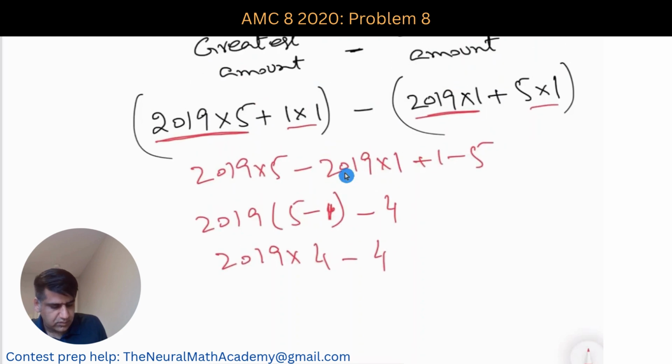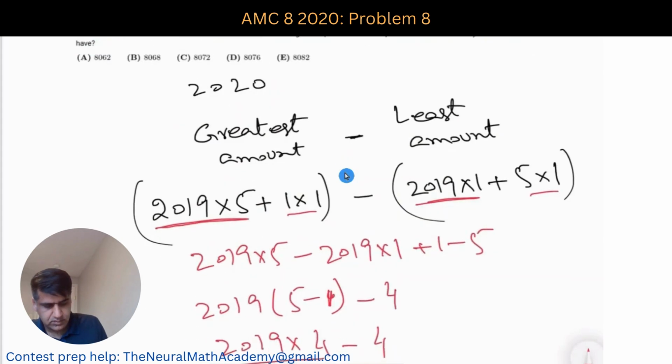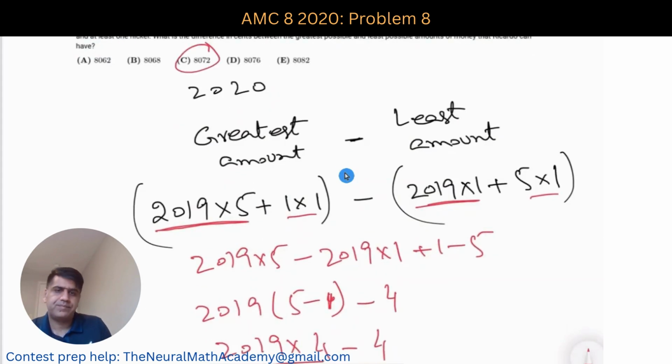And now if we solve this, we will get 8076 minus 4. So then it is 8072 should be the answer. So it is C.